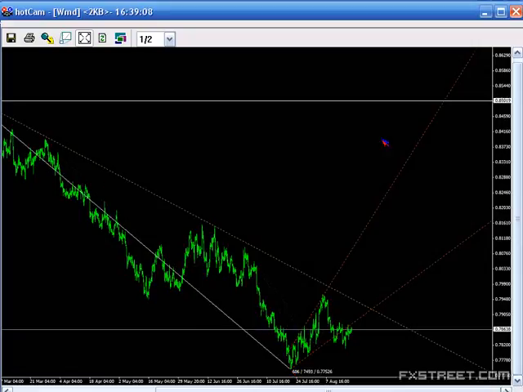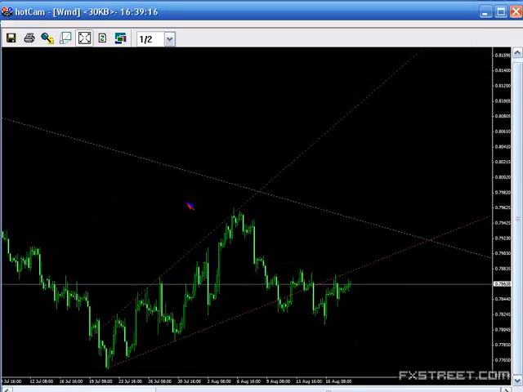Quite often when this broadening structure takes place, it tends to be a precursor to a reversal, and so that is something which I'm anticipating on the Euro GBP. So I'm looking for a long trade on the Euro GBP, and it's more a question of what becomes a trigger for that long trade than anything else. That's the real issue with Euro GBP.